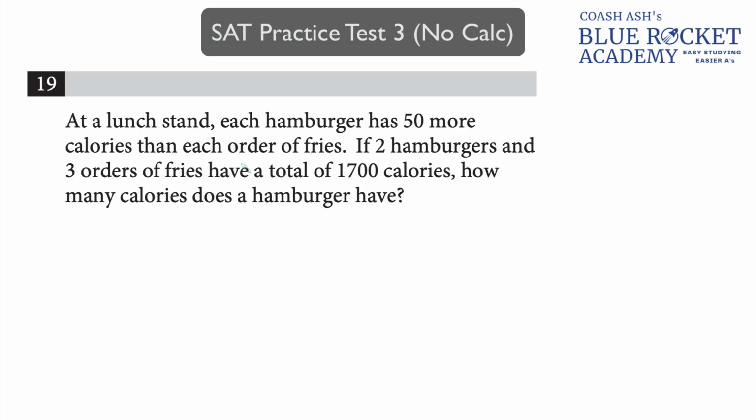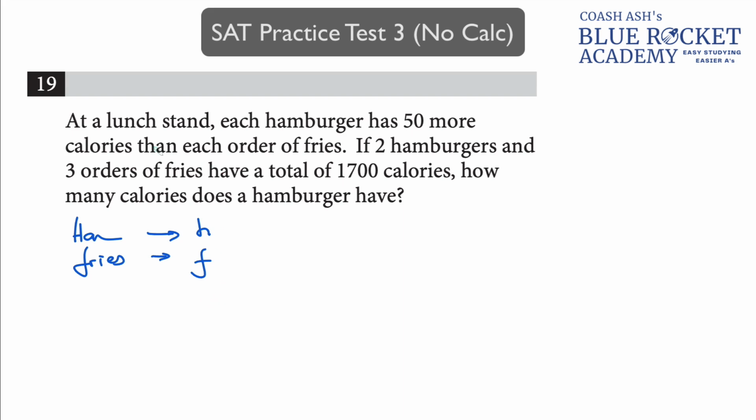This is a very standard system of equations problem from the no calculator section. So what do you do? At a lunch stand, each hamburger, right, you're asked, first of all, even without reading this, how many calories does a hamburger have? So let's say the hamburger has H calories. And then you've also got the fries. So let's say the fries have F calories. So these are the variables.